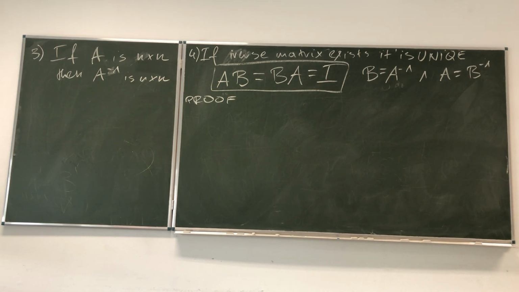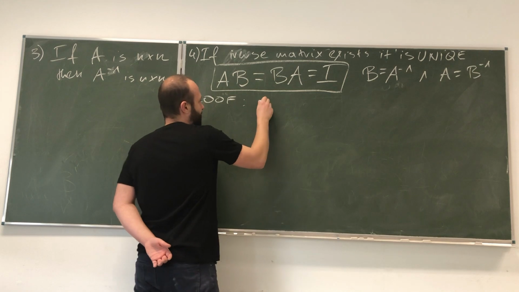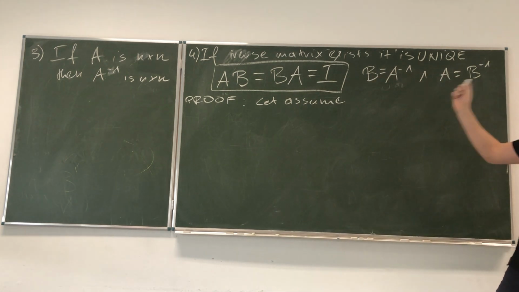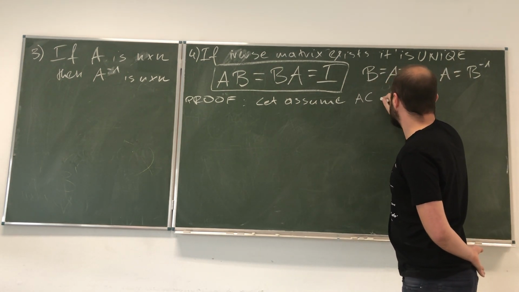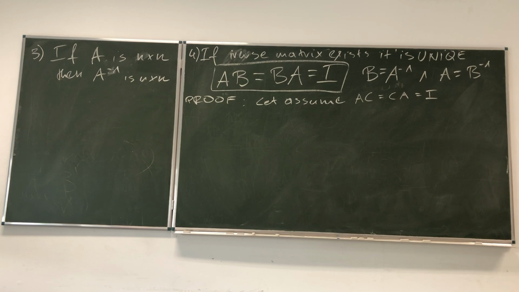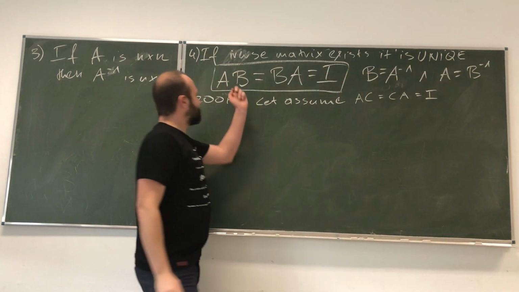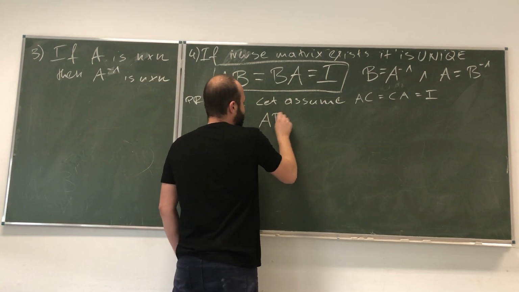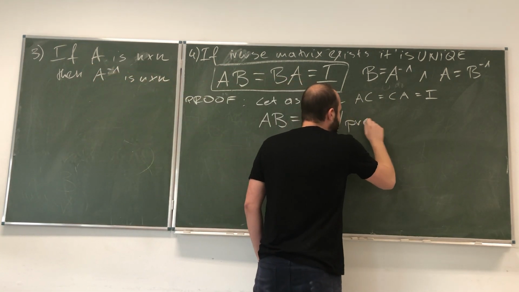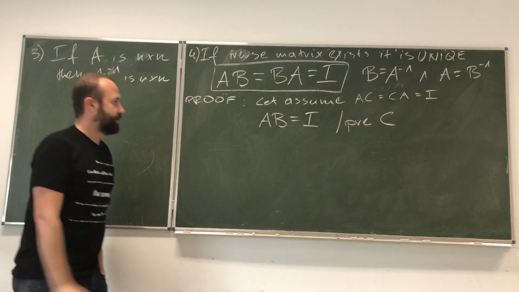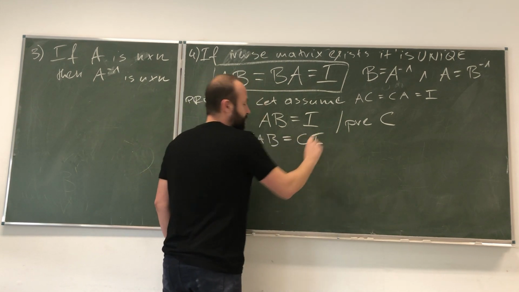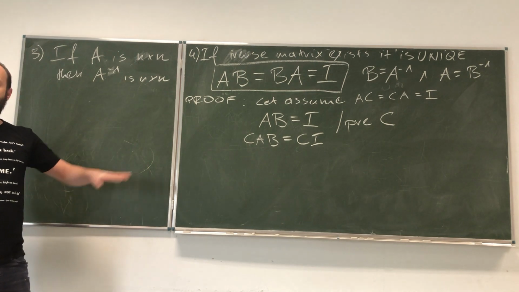Okay, so let's assume one more thing. We're going to assume that there exists a matrix C, that A times C equals C times A equals I. Okay, and now let's start with what we have over here. So we know that A times B equals I. And look, what I'm going to do now is pre-multiply both sides of this equation by C. So I'm getting CAB equals CI.